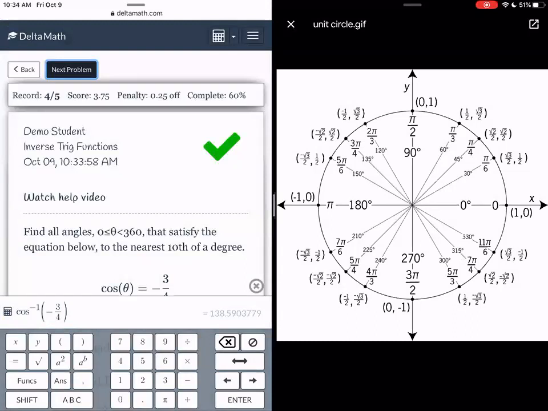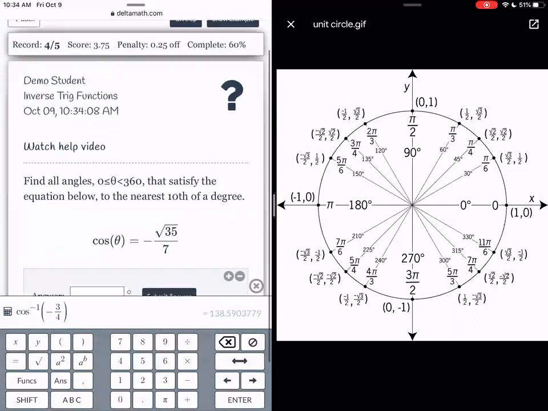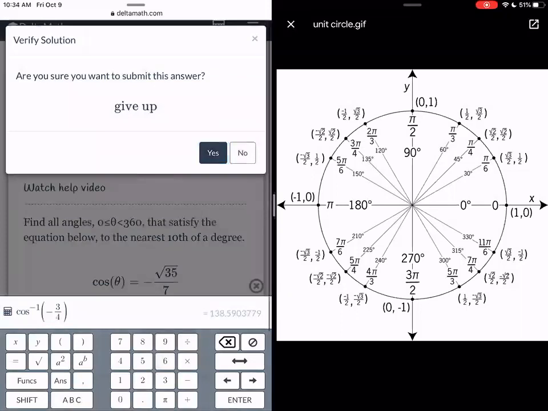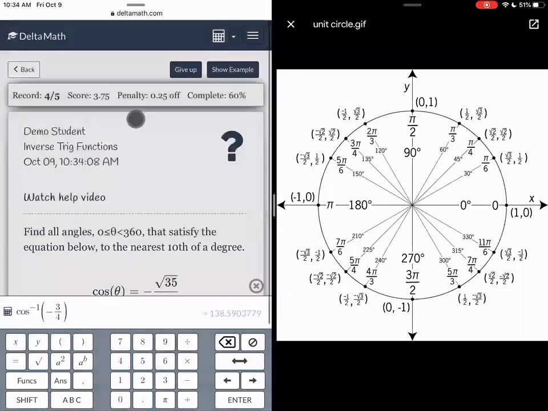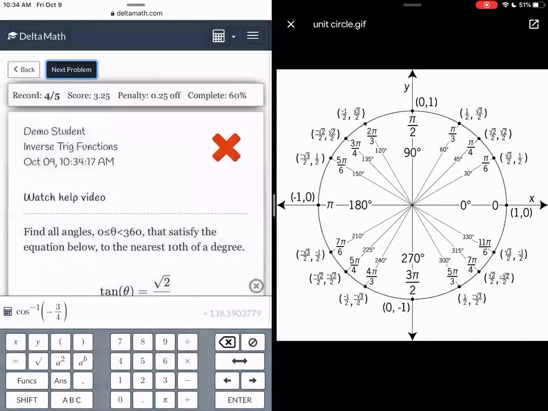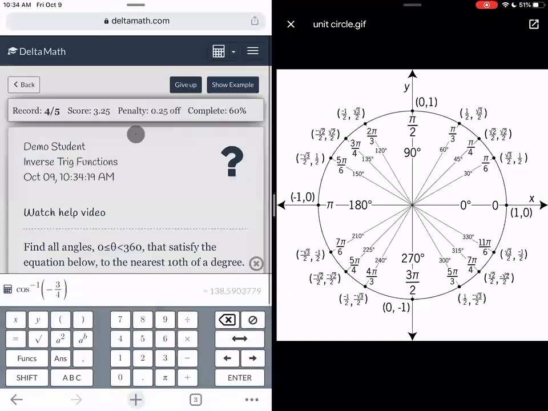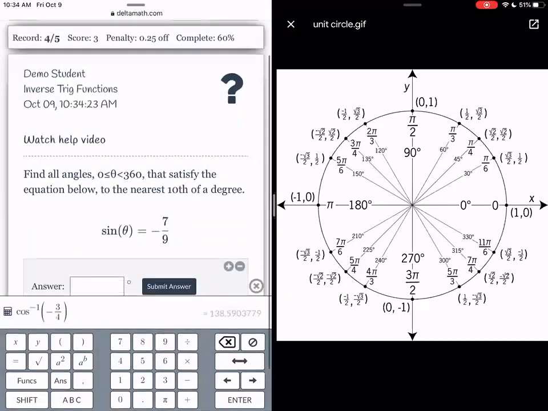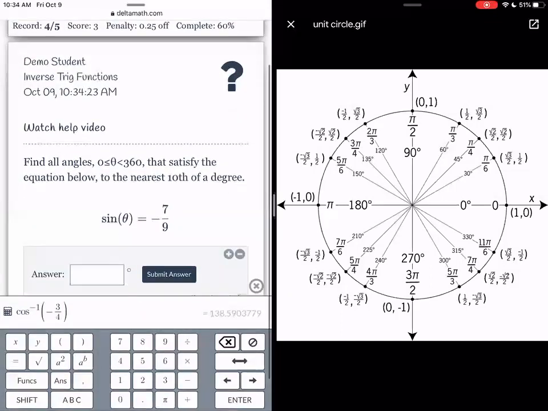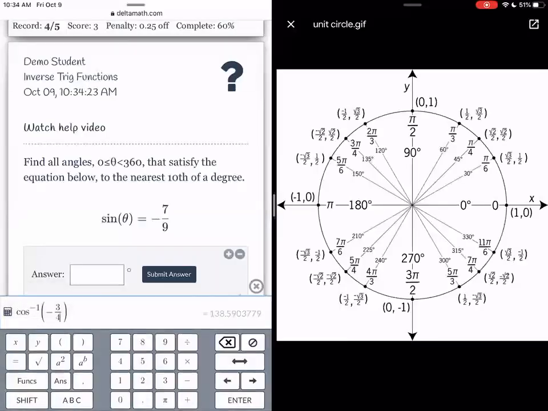Let's see, yeah, no, I want to do one more. I want to do a sine. Next problem. I want to get a sine or a cosecant, whichever one they give us. There we go. Okay, so here's a sine.